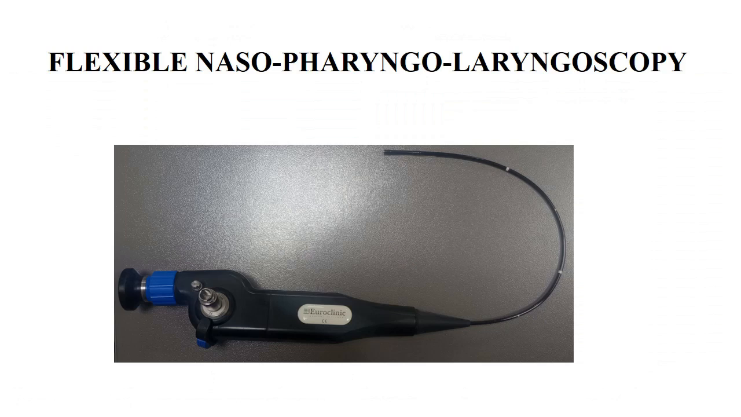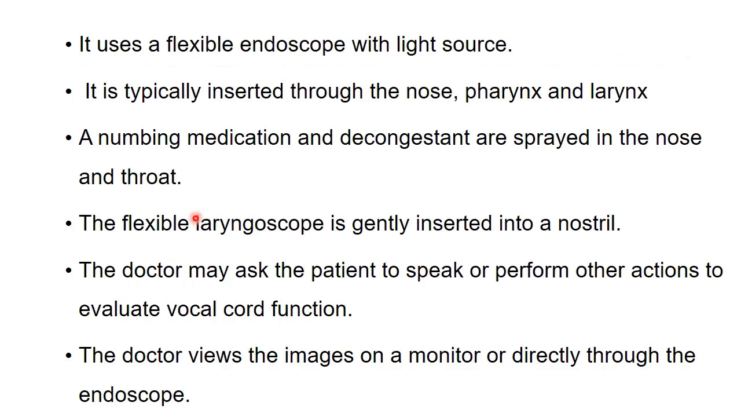The third procedure is the flexible nasopharyngeal laryngoscopy. It uses a flexible endoscope with a light source. Typically we insert it through the nose, pharynx and larynx. A numbing medication and a decongestant nasal spray are sprayed, which goes through the nose into the throat, and then the flexible laryngoscope is inserted gently into a nostril.